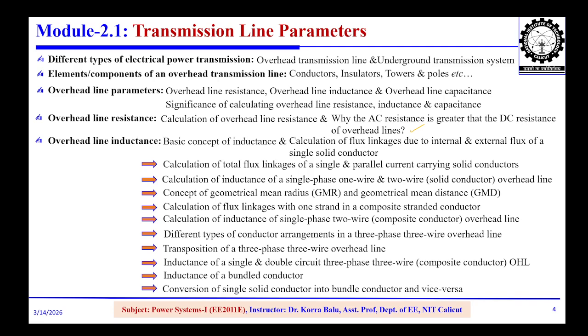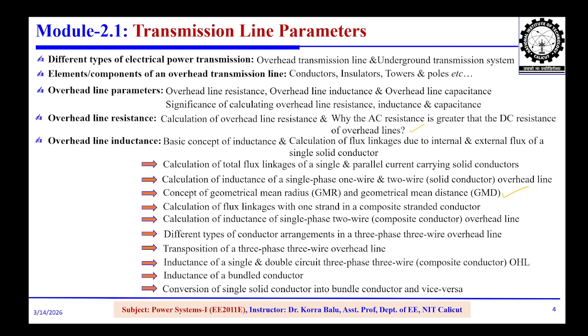Then we will calculate the flux linkages due to the internal and external fluxes of the solid single conductor. First we will see the solid conductor, then move to the stranded conductor, then the composite stranded conductor, and we will discuss the concept of geometrical mean radius and geometrical mean distance. Then we will calculate the single phase single wire inductance, single phase two wire inductance, the three phase three wire inductance, and the three phase four wire inductance, in different configurations.